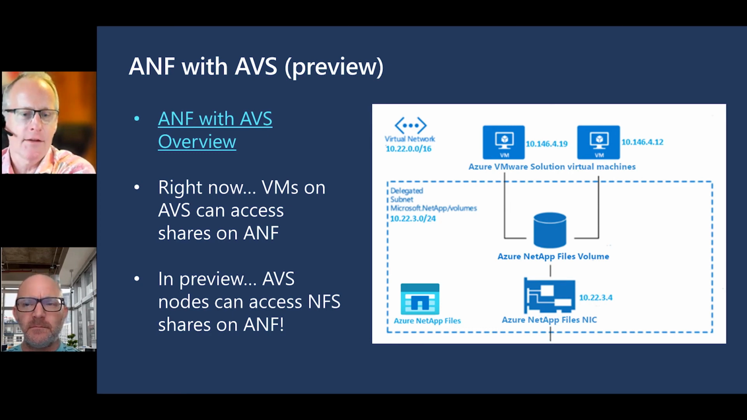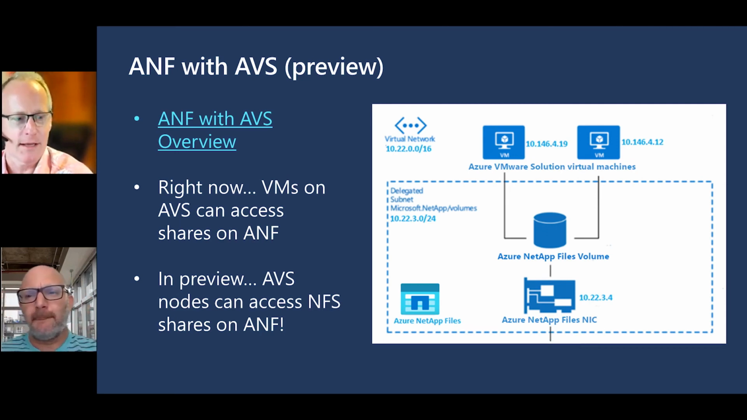Cool. And I guess the other thing is some of the documentation points to the fact that I can access ANF in my VMs, right? So I can go to an NFS share or an SMB share and get to it through the router. The thing that's in preview is really having the AVS nodes access the NFS shares as a store, right? Which is really the valuable piece. So I can do a lot of cool VMDKification right there, right?